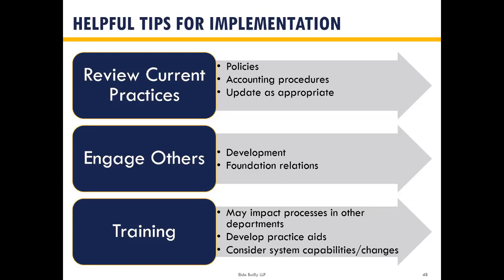So what policies do you currently have in place? If you have a gift acceptance policy, do you need to revise that policy to kind of incorporate some of this information, some of those terms, maybe about barriers and right of release? Do you have to make any changes to your accounting procedures when you are doing your reconciliations, or when you are posting those entries to record your revenue? You're going to want to update each of those as necessary.